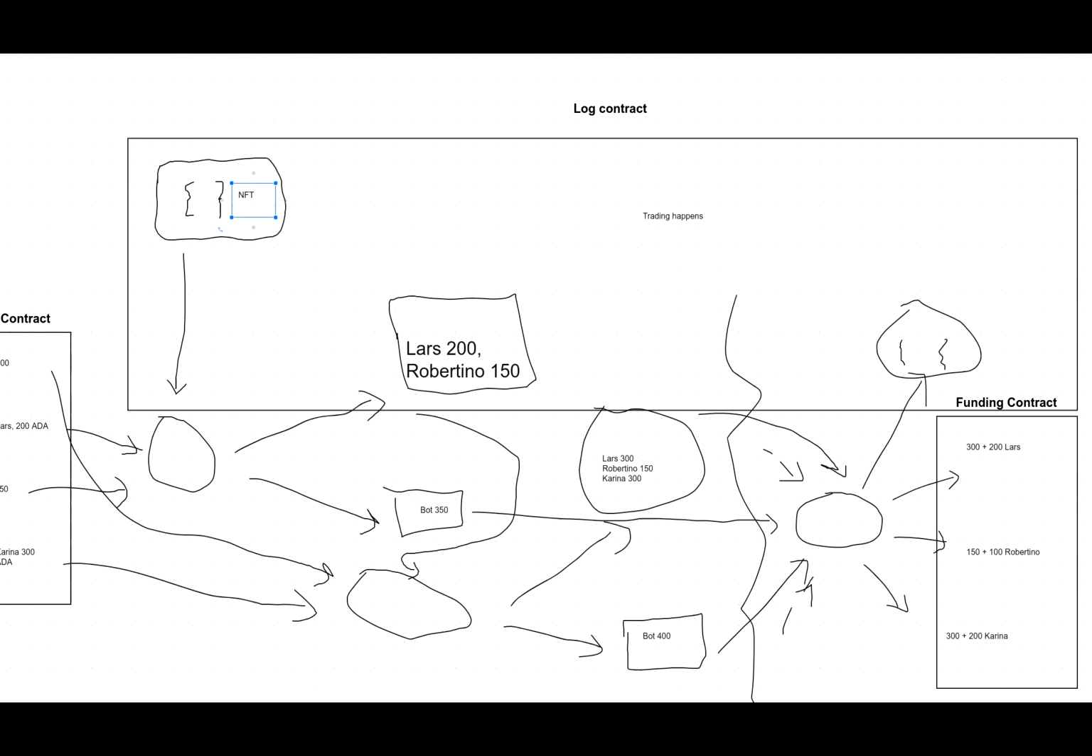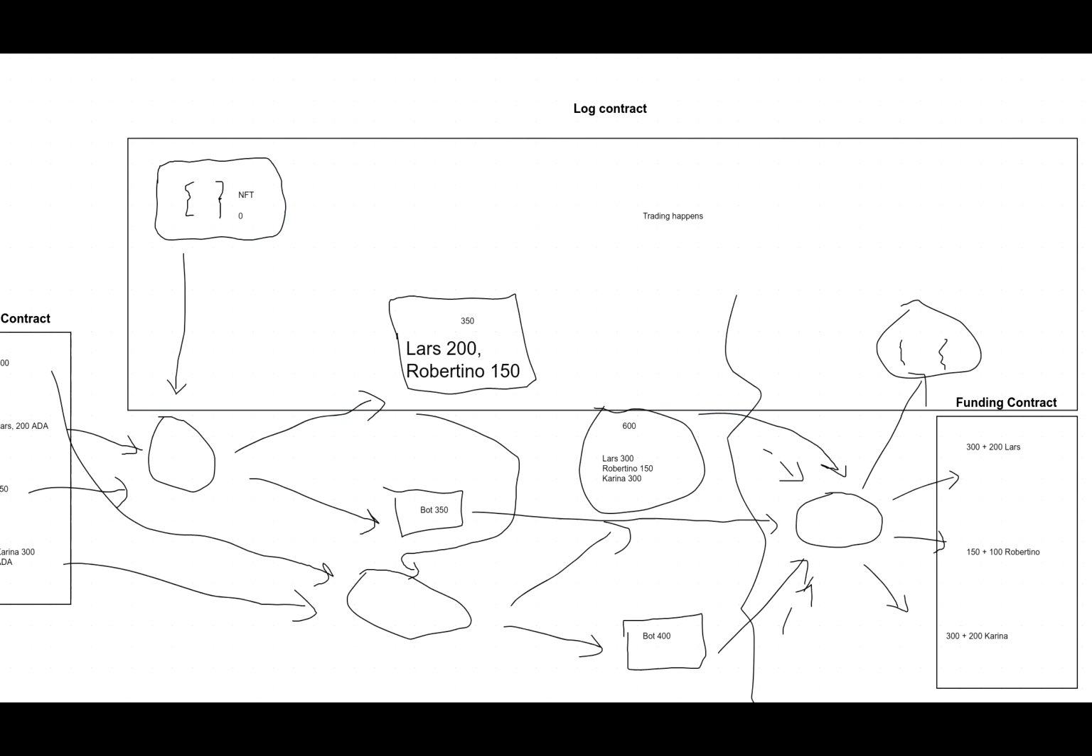Sorry, I was confused. The lock contract doesn't have the money. The lock contract keeps track of how much money the bot collected. So it would keep 0 here and 350 here and 600 here. So it would just remember the sum, not who owns it. And here 0 again.